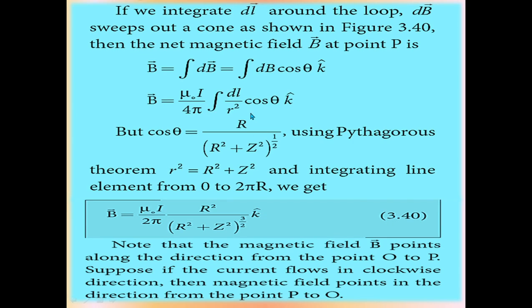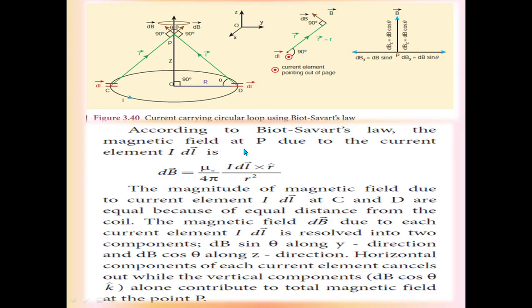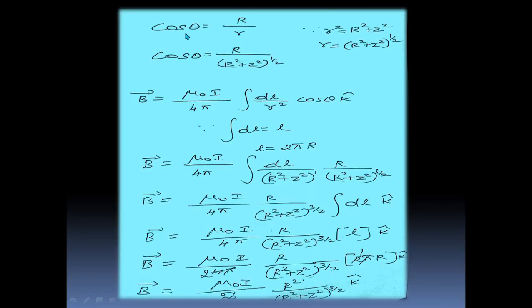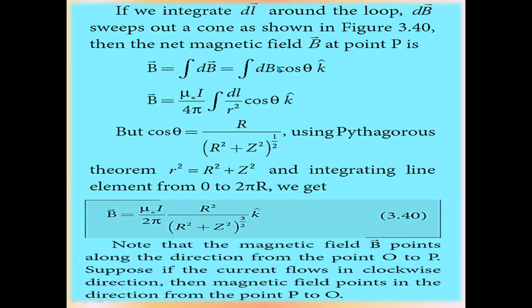Here cos theta is nothing but capital R divided by small r. Small r is nothing but the root of r square plus z square, using the Pythagoras theorem. So cos theta can be written as r divided by r square plus z square the whole power 1 by 2. R square is equal to r square plus z square, and integrating the line element from 0 to 2 pi r we get this step.